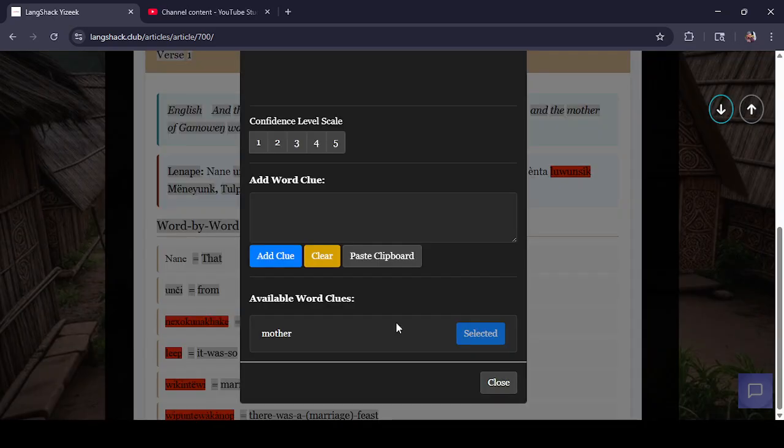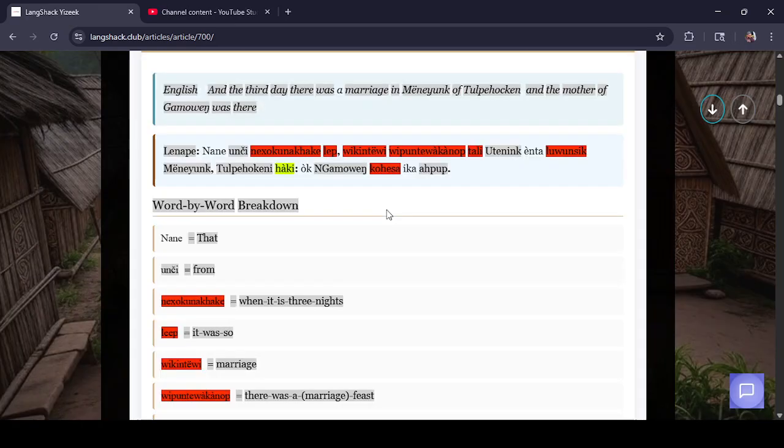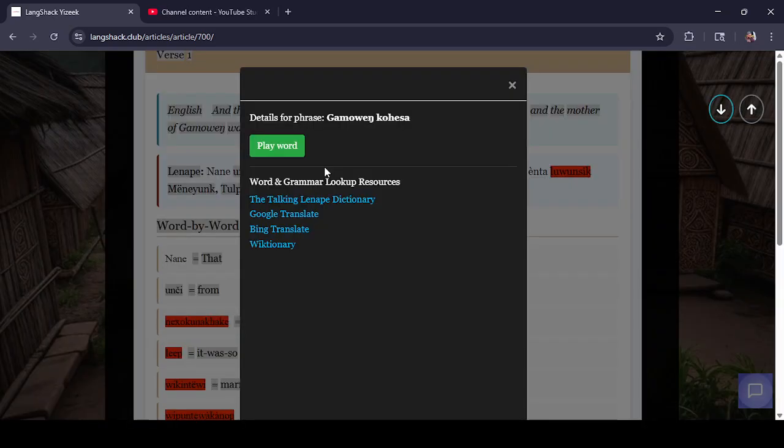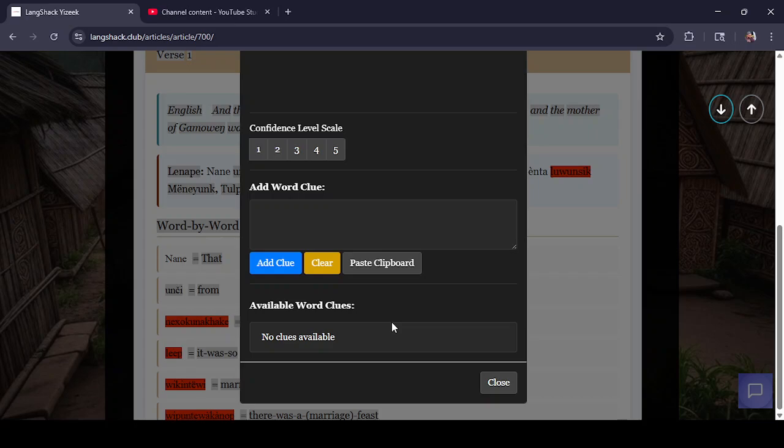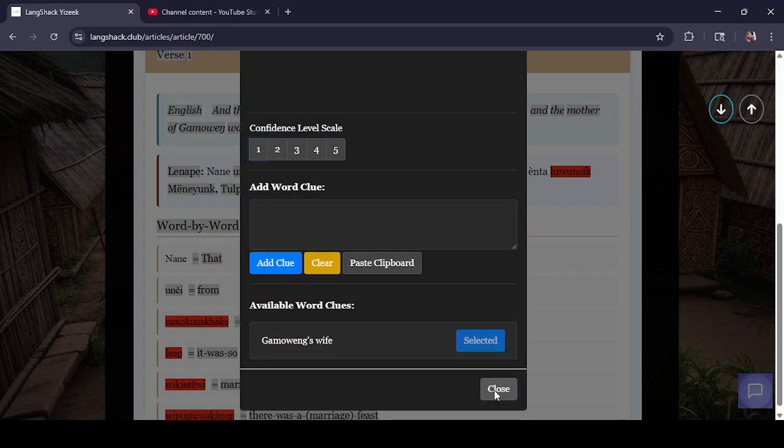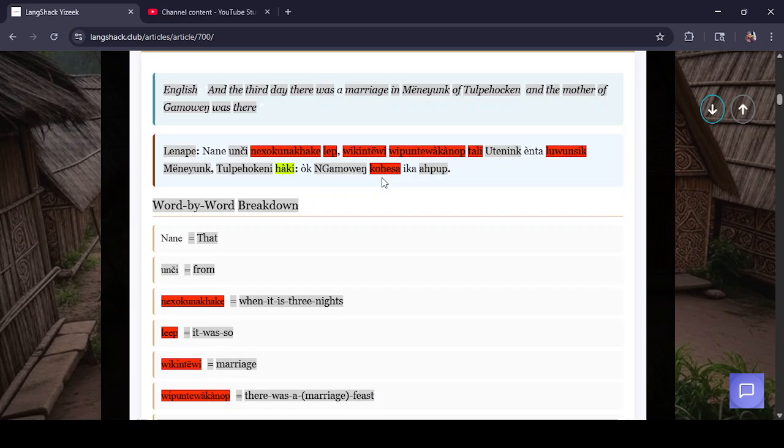Gamawang's wife, mother, not wife. I don't know where I got that from. Gamawang's wife. I got this from an academic grammar, an academic work on Lenape names.